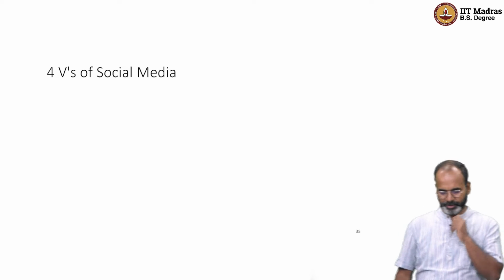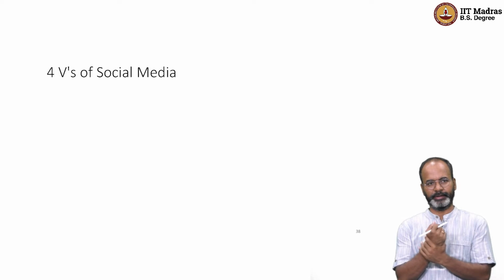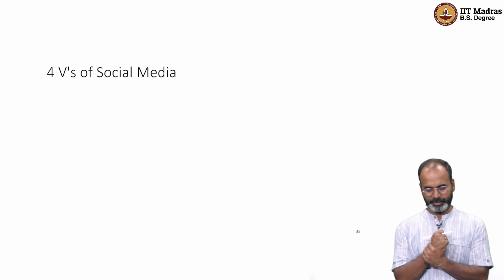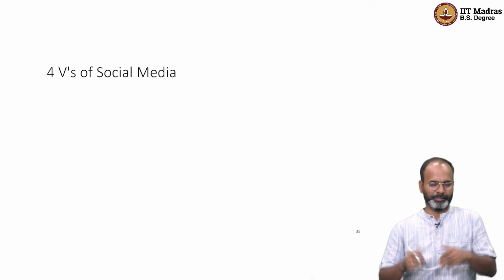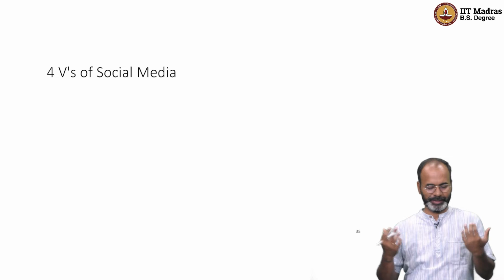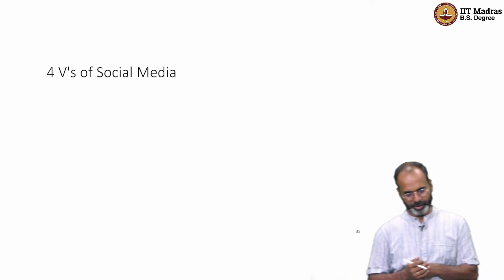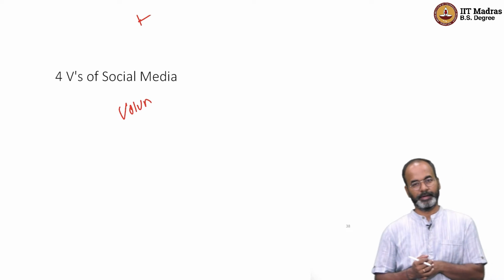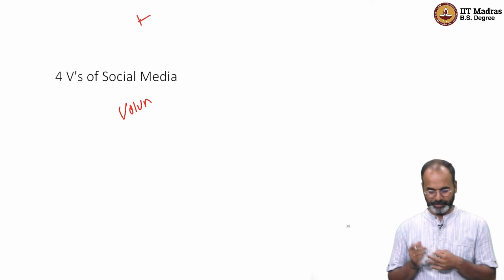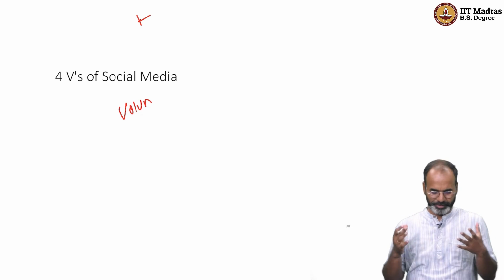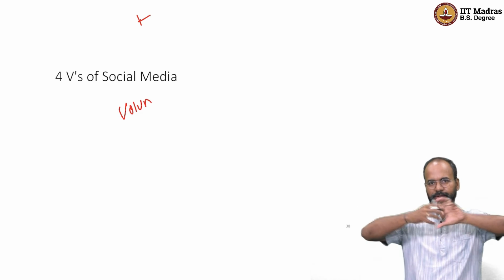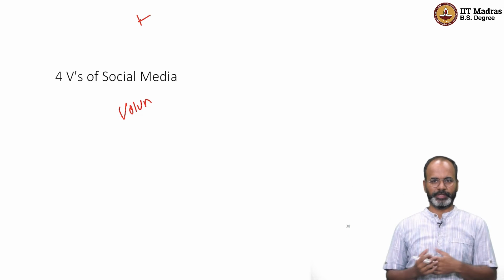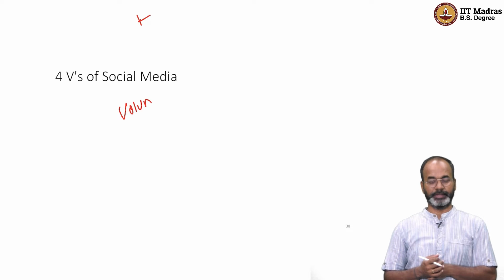Okay, so here is another idea called the 4 V's of social media. If you can pause the video and think about what the 4 V's will be, that'll be great. The idea is volume, veracity, variety, and velocity. The volume we have already discussed. The magnitude of these posts is increasing every single time, on every single platform.